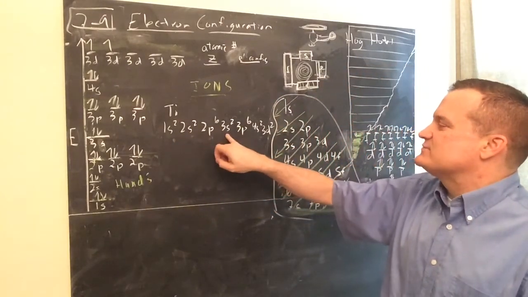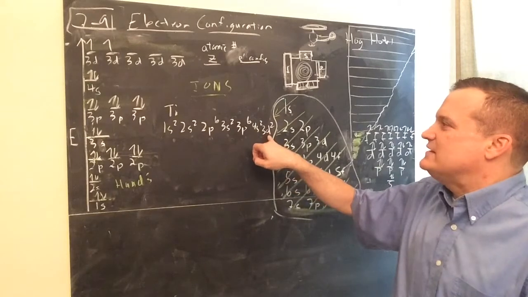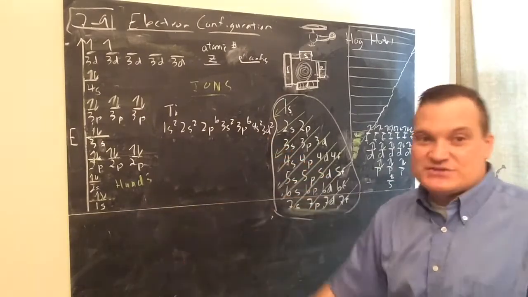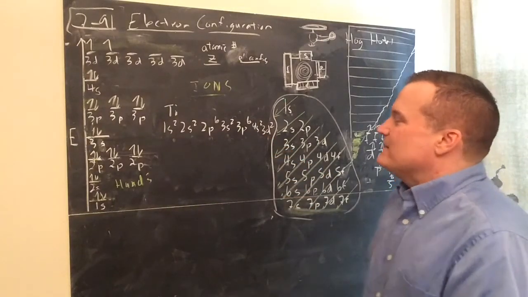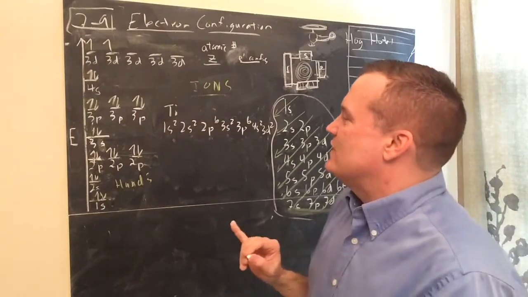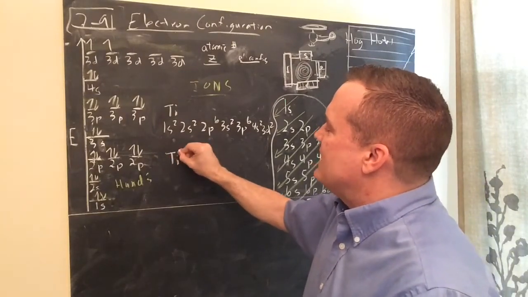1s2, 2s2, 2p6, 3s2, 3p6, 4s2, 3d2. This is the electron configuration of titanium. Now, if I lose 2 electrons, let's just say I want to turn this into titanium plus 2.